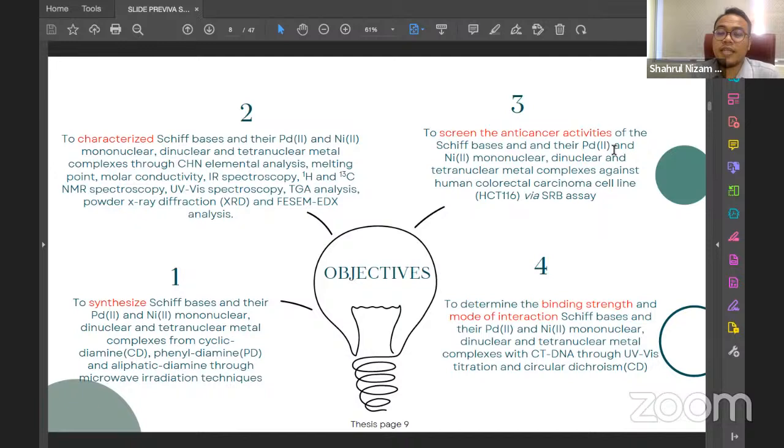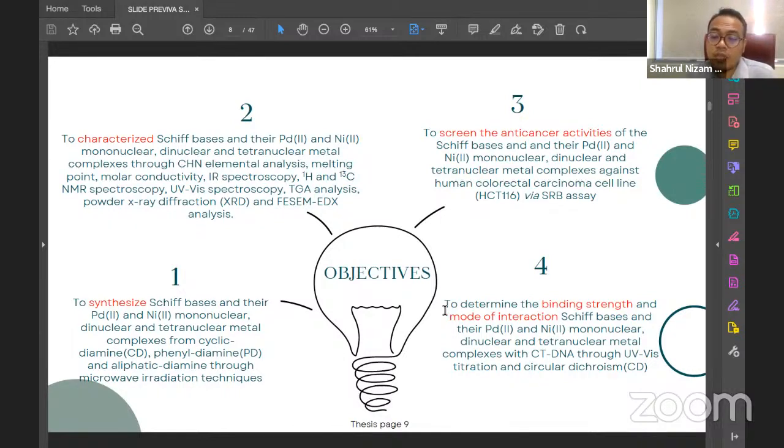So we want to screen the anti-cancer activities of the Schiff bases and their palladium and nickel(II) mononuclear complexes against the colorectal carcinoma cell line, HCT 116, via SRB assay. And last but not least, we want to determine the binding strength and mode of interaction of the Schiff bases and also our palladium and nickel complexes.